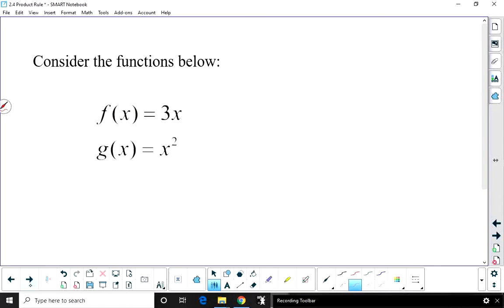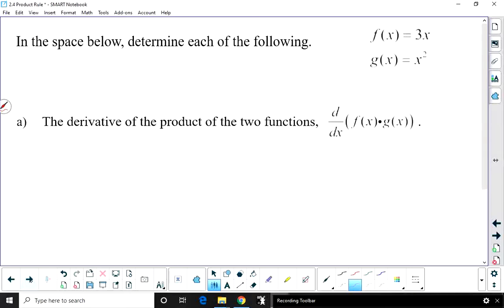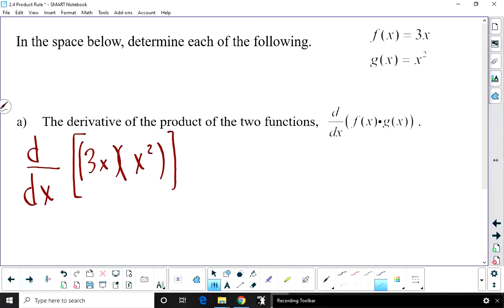Well, the answer is going to be no, but let's show you an example of a case that illustrates that. One of the functions is 3x, one of the functions is x squared, and we are asked to determine the derivative of the product of the two functions. Now look very carefully at the notation here. They are saying we're going to take the derivative with respect to x of the product of f of x and g of x. Well, since that 3x multiplied by x squared is inside of brackets, that means we have to multiply it first. That's the order of operations. And then that operation on the outside, which is a differentiation operation, happens next.